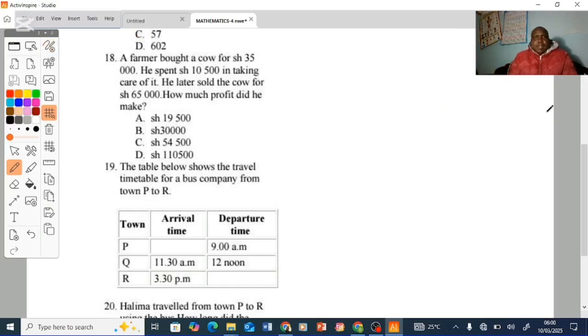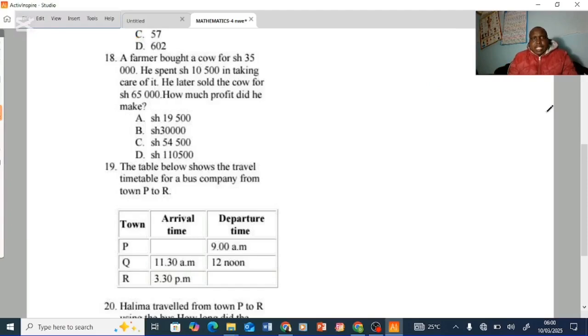A farmer bought a cow for Kenya shillings 35,000. He spent 10,500 shillings in taking care of it. He later sold the cow for Kenya shillings 65,000. How much profit did he make? So total expenditure is 35,000 plus 10,500. So the farmer spent a total of 45,500 to buy the cow and take care of it.